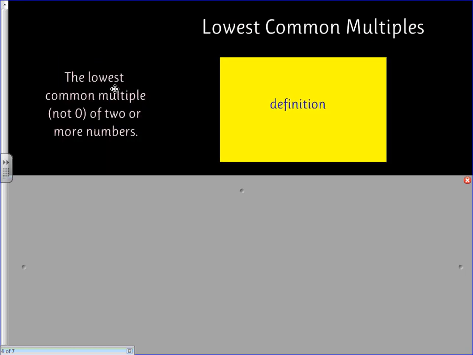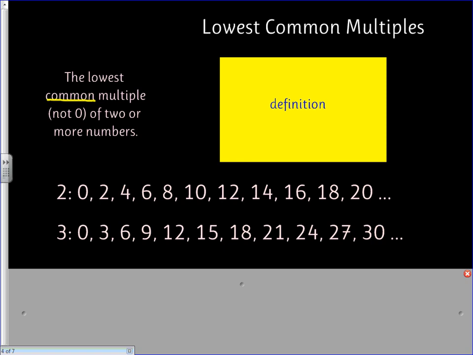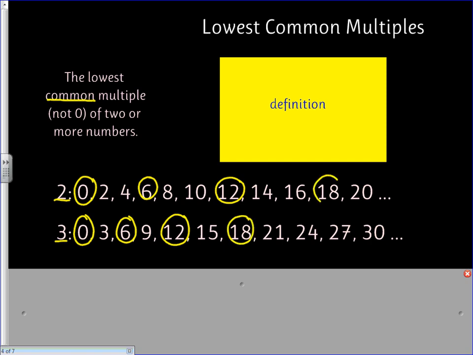If we look at the definition, we find that the lowest common multiple is the lowest common multiple, not 0, of 2 or more numbers. The word common in here means it is on both. So here we have a list of the multiples of 2 and the multiples of 3. If we look at the common multiples, we look for the numbers that are on both lists. For example, 0 is on both lists. 6 is on both lists. 12 is on both lists. 18 is on both lists.